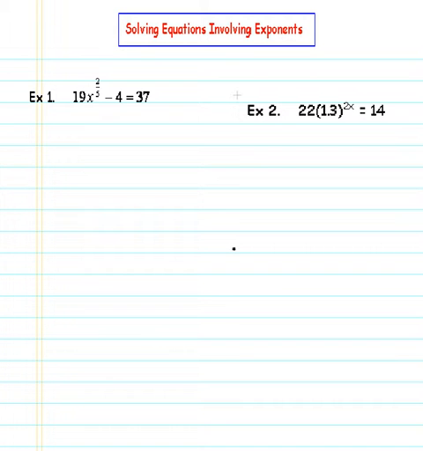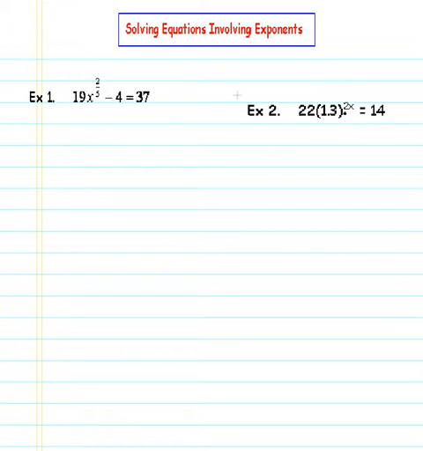In this podcast, we'll be solving equations involving exponents. And we're going to look at two different types of equations, and they're differentiated because of where the variable is located in each equation. In example 1, you can see that x is called the base. It happens to have an exponent on it. This is called a power equation.